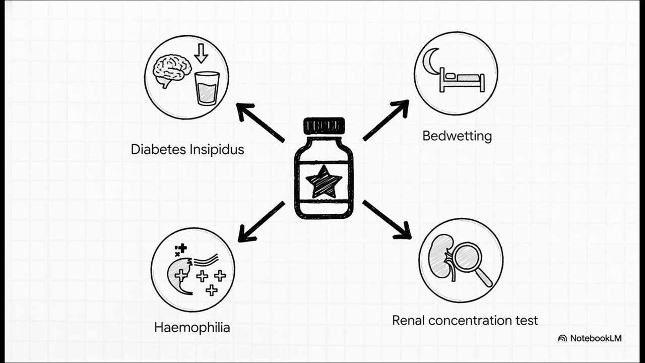Think about it. Pituitary diabetes insipidus. What's the problem? There's no ADH. So what do we do? We give a V2 agonist. What about bedwetting in kids or nocturia? We want to reduce that nighttime urine volume, so we use a V2 agonist. It's even used in some bleeding disorders like hemophilia because it helps release clotting factors. And for all of these, which drug is our go-to? Desmopressin. It's the drug of choice.